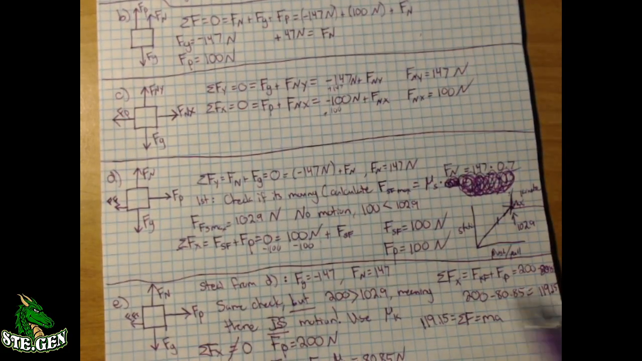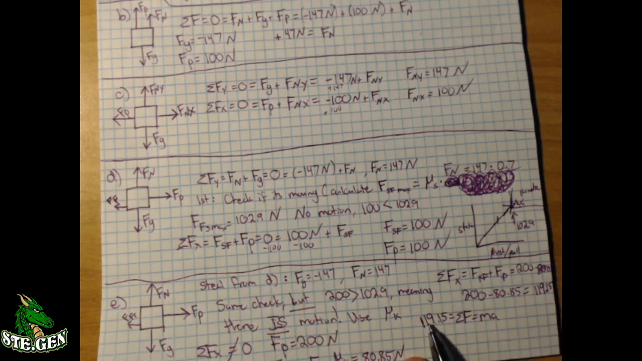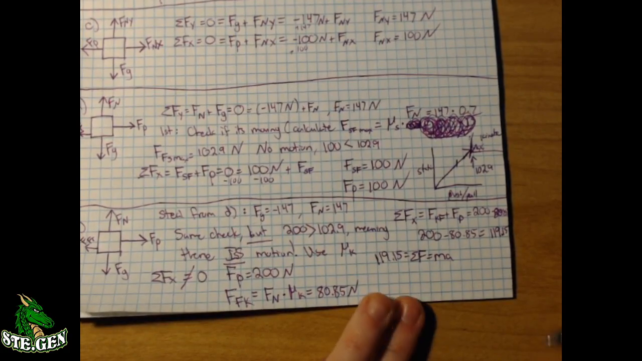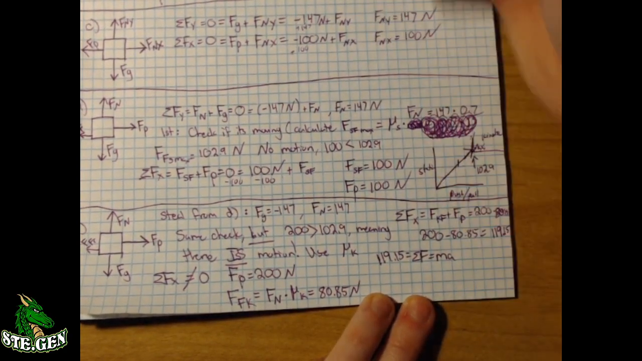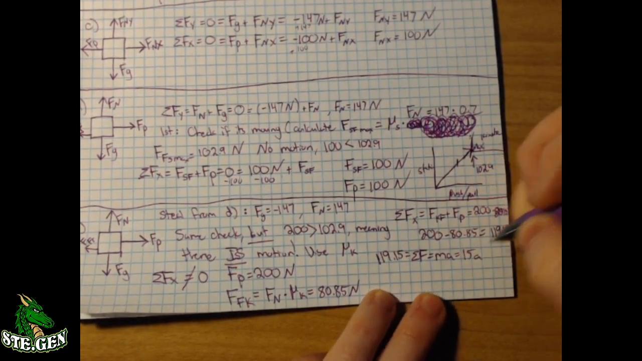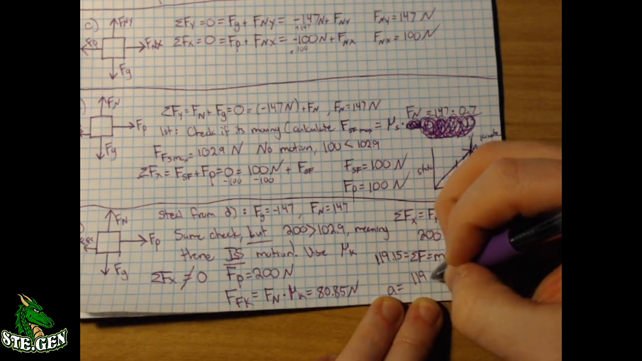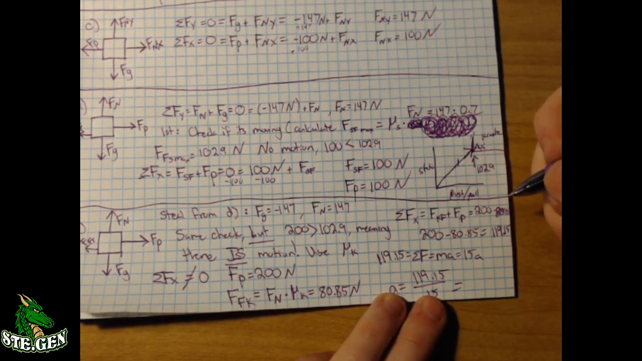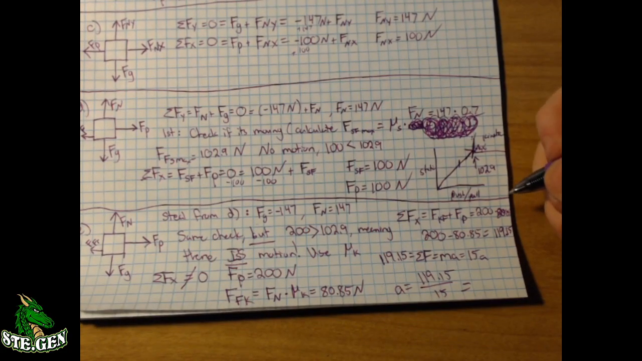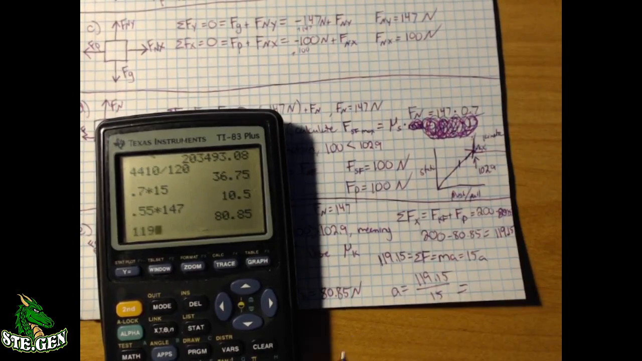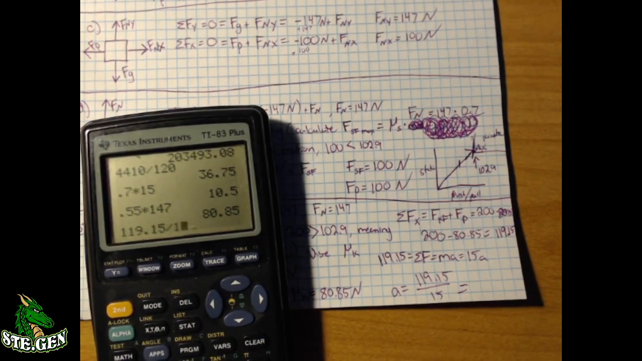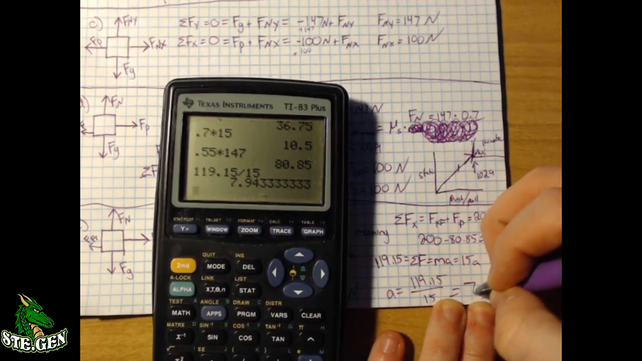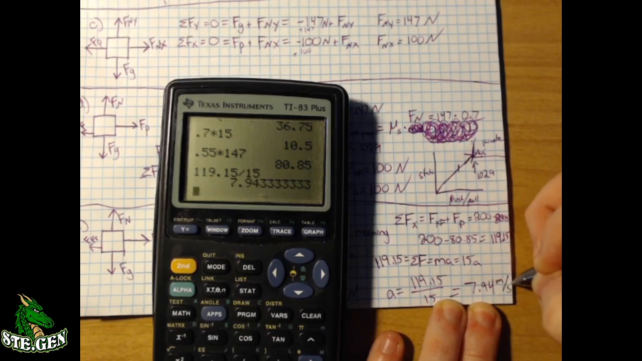But in this question, it is moving. It does have an acceleration. So we can actually take this number and plug this in. Instead of assuming a is 0, we're actually going to have to solve for acceleration. So m in this case is going to be 15. So acceleration is going to be 119.15 divided by 15. And when you plug that in, you get 7.943333 or 7.94.